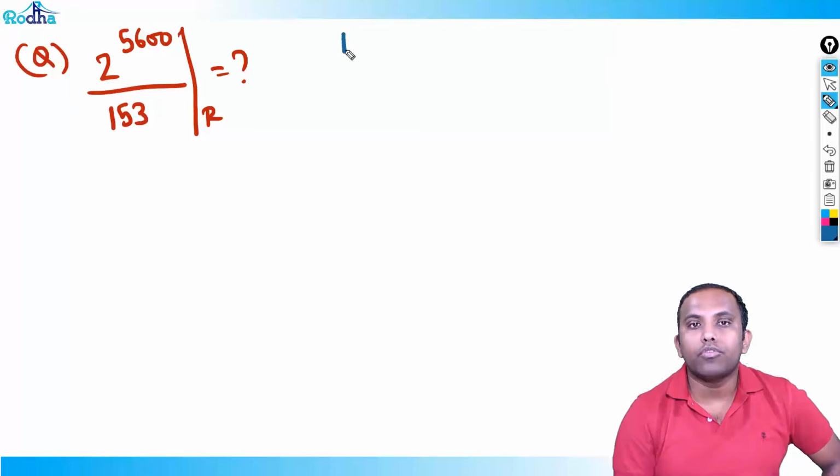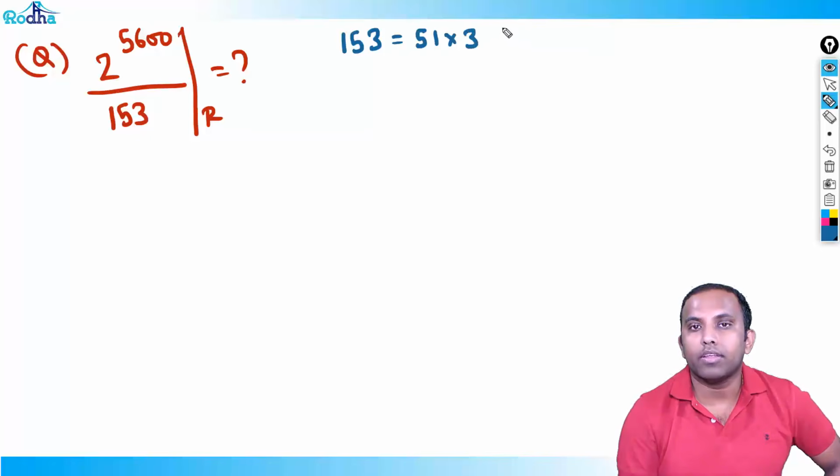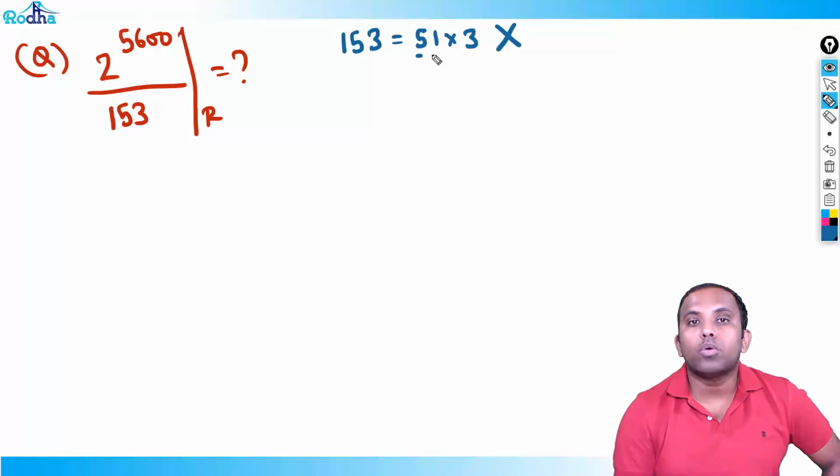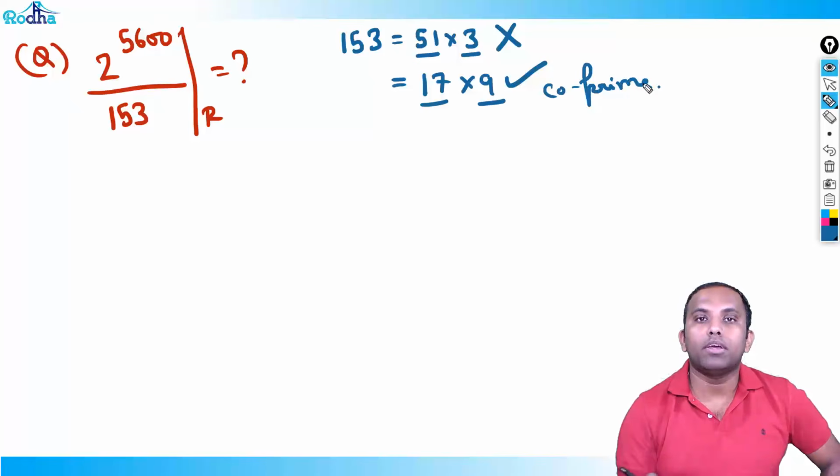That means 153 can be split as 51 into 3, but we will not split like this. This is wrong. Why wrong? Because these two are not co-prime. So it should be split as 17 into 9. This is the right way, because 17 and 9 are co-prime with each other. So in the Chinese Remainder Theorem, when you split the denominator, both parts should be co-prime. So we split it as 9 into 17.